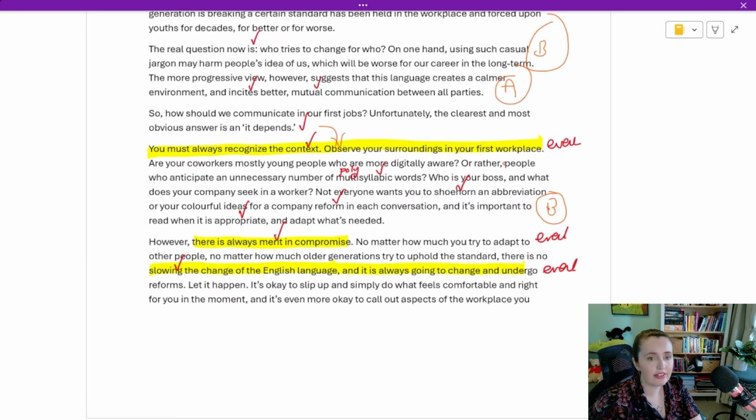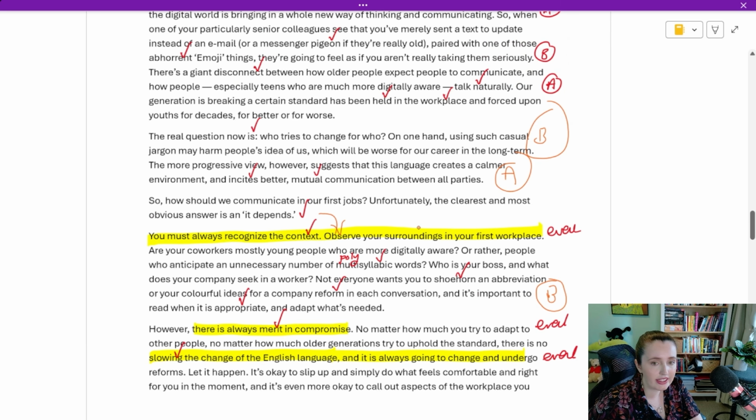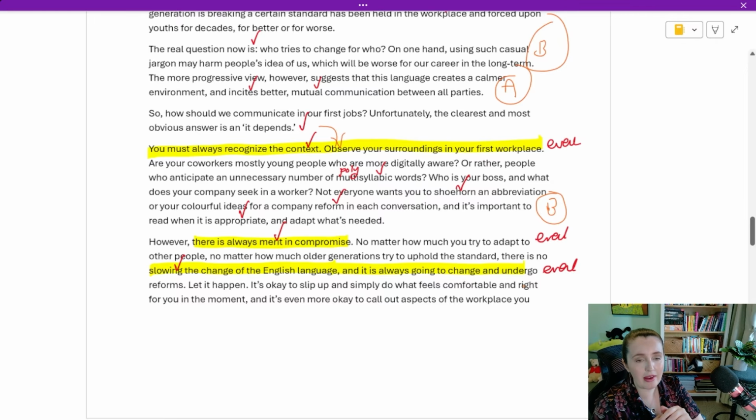But notice she's got evaluation here. It depends, recognise the context, adapt according to who your co-workers are. So this idea of there's no one right or wrong way to act, simply you need to act suitably for your workplace. So that is evaluation. However, there's always merit in compromise, another bit of evaluation. This idea of it's not young people who need to adapt or old people that need to adapt, it's both of us. We need to meet in the middle.